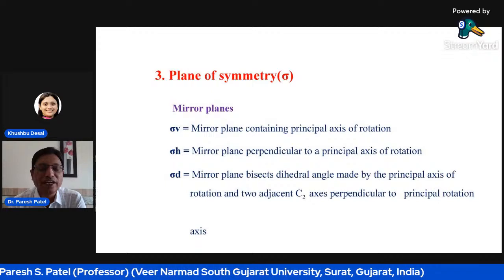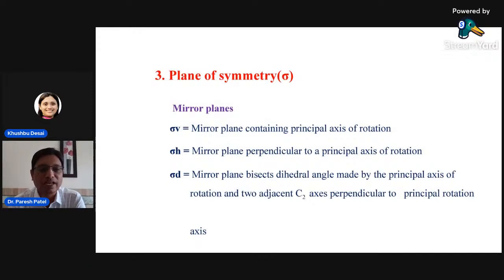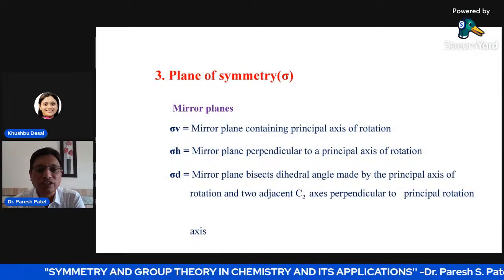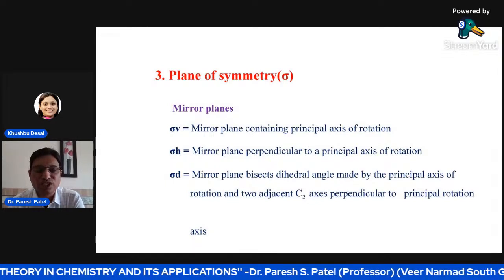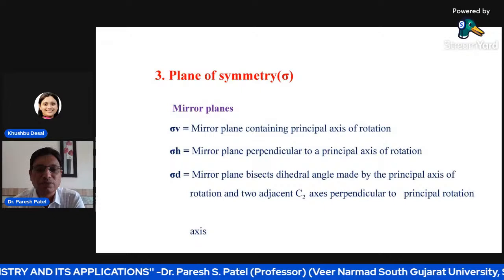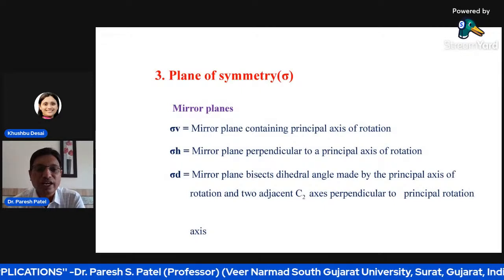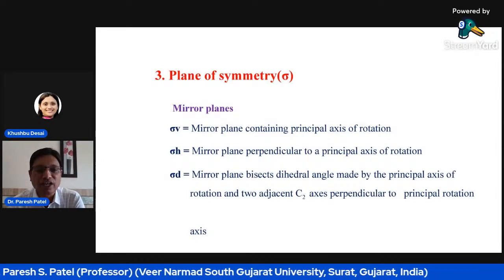Second one: if the plane is perpendicular to the main principal axis, that type of plane of symmetry can be recognized as a horizontal plane of symmetry, and it can be symbolized by sigma h. And sigma d can bisect the molecule in such a way that one part is the mirror image of the other part of the molecule, as well as bisect the C2 and the main principal axis, and it is symbolized by sigma d.